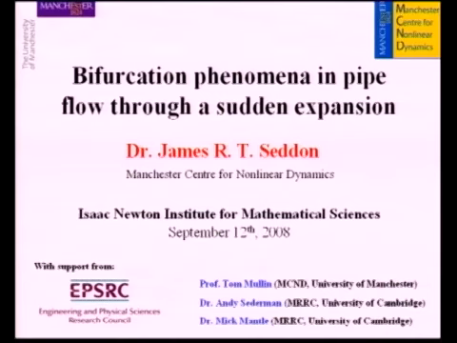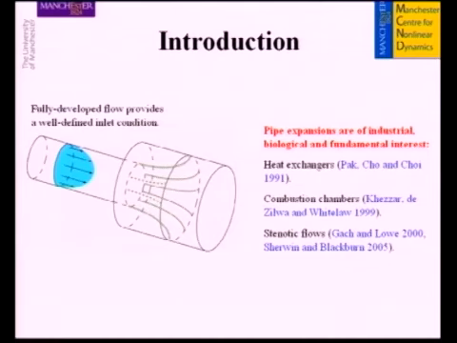Okay, so I'm going to tell you about some experiments we were given the opportunity to carry out last year here at Cambridge on bifurcation phenomena in pipe flow through a sudden expansion. I work with Tom Mullin at the Manchester Centre for Nonlinear Dynamics, and I'm not going to tell you about transitional turbulence like the workshop suggests I might, because Tom discussed that rather well yesterday. This is in collaboration with Andy Seddon and Mick Mantle. They both work at the Magnetic Resonance Research Centre here at Cambridge, which is about 500 yards in that direction.